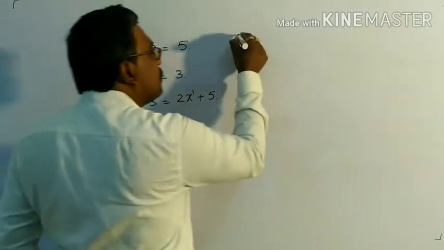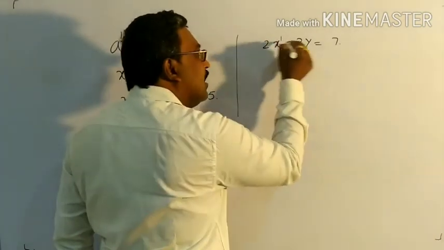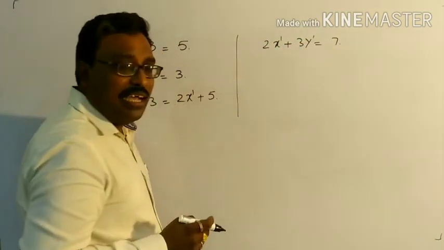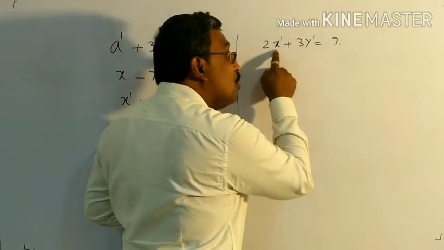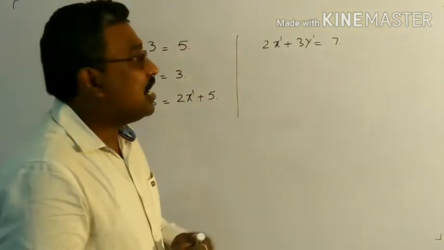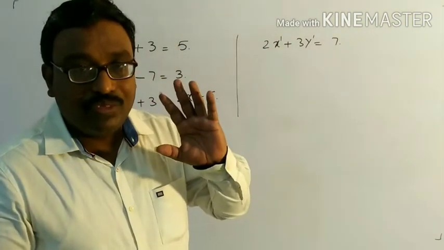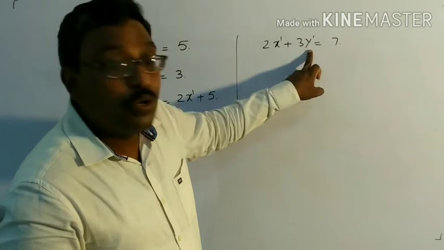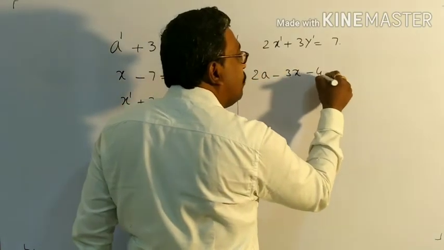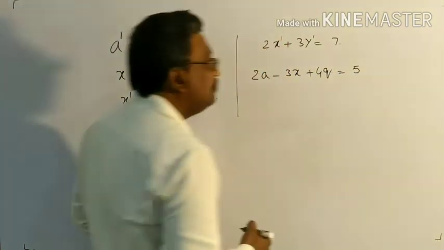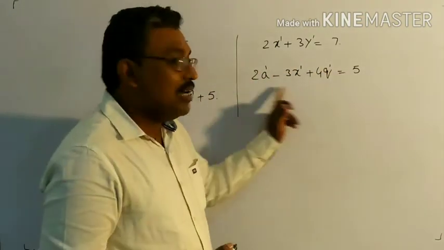Suppose 2x plus 3y is equal to 7. Degree is 1. Equal to symbol is there. Yes, it's a linear equation in two variables. Because x and y are variables, 2, 3, 7 are constants. So it's a linear equation in two variables. Suppose 2a minus 3x plus 4q is equal to 5. All powers are one only. Linear equation, but in three variables.